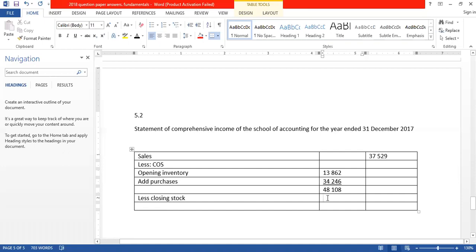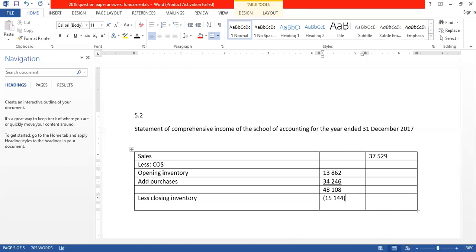So how much is our closing inventory? And all amounts subtracted should always be in brackets. Our closing inventory amounted to 15,144. I hope you can all see where I'm taking the amount from.